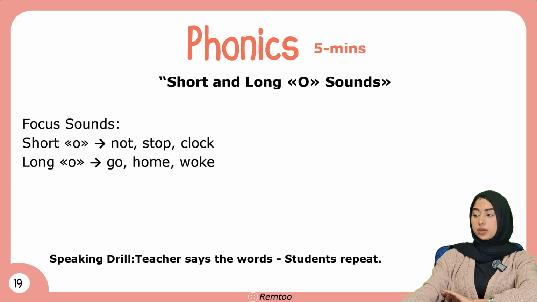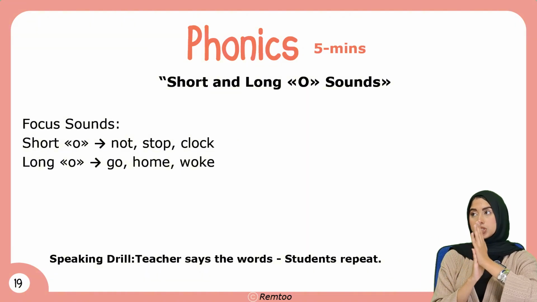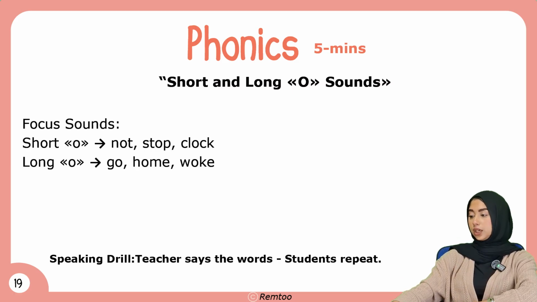Okay, so here in the phonics, we just have a new sound, which is the short and long O sounds. So the O sound, it's just a vowel, okay, and it has two sounds. The short one is O, all right? Like for example, when I say not, stop, clock. So it's O sound, right? The long one is O, like go, home, woke. Yes, good. Yeah. So yes, see you in the reading part.